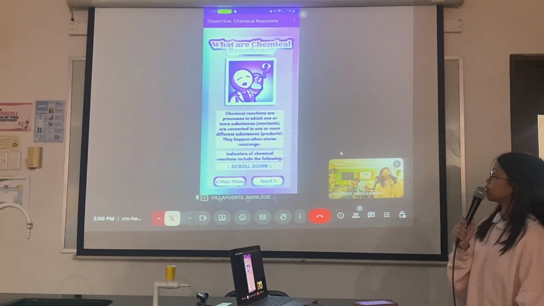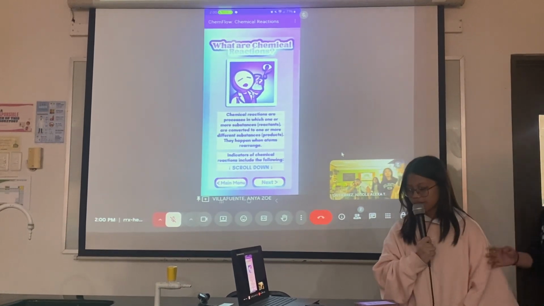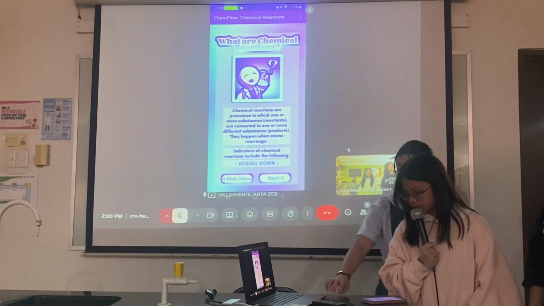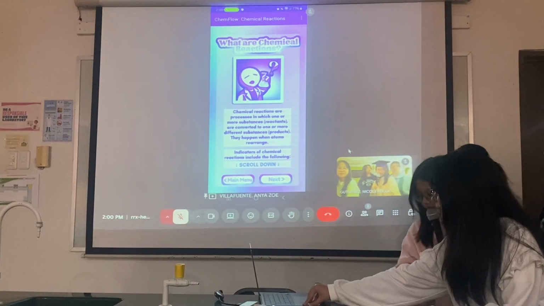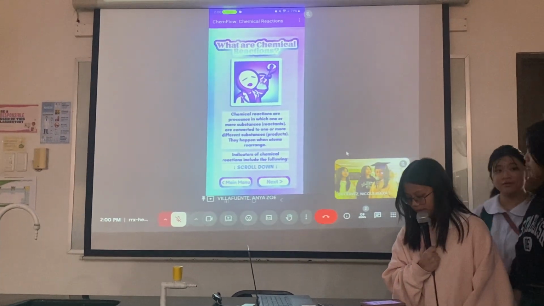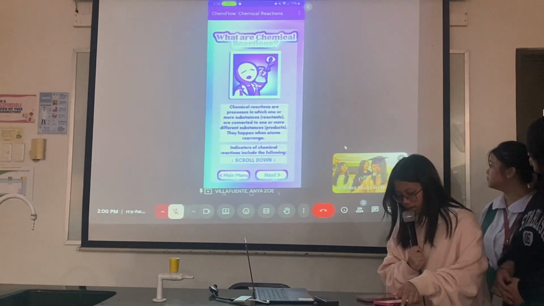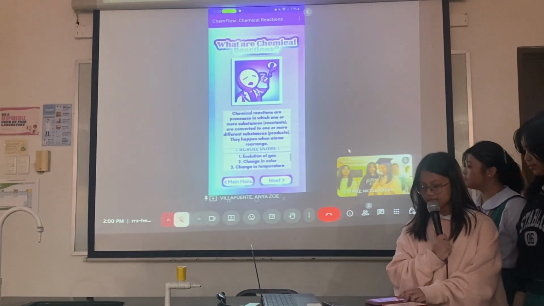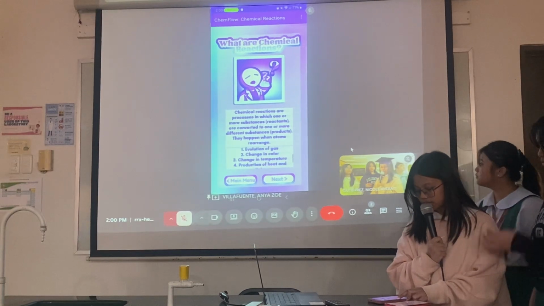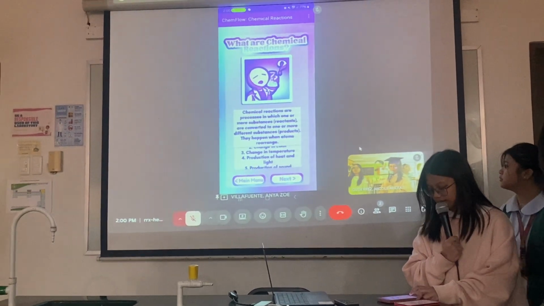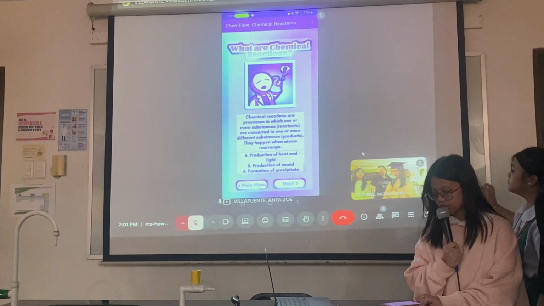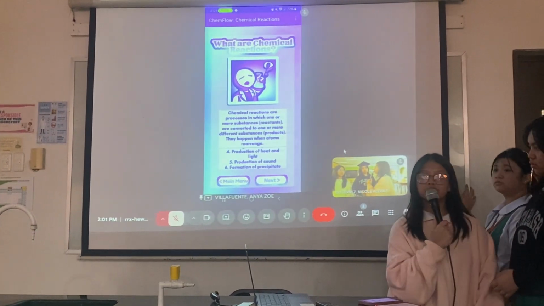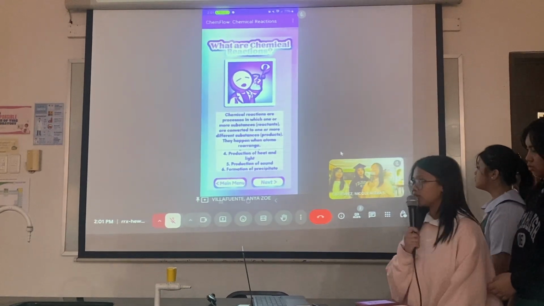What are chemical reactions? Chemical reactions are processes in which one or more substances are converted to one or more different substances, which are products. They happen when atoms rearrange. Indicators of chemical reactions include the following: evolution of gas, change in color, change in temperature, production of heat and light, production of sound, and formation of precipitate. Chemical reactions usually start with reactants and end with products.